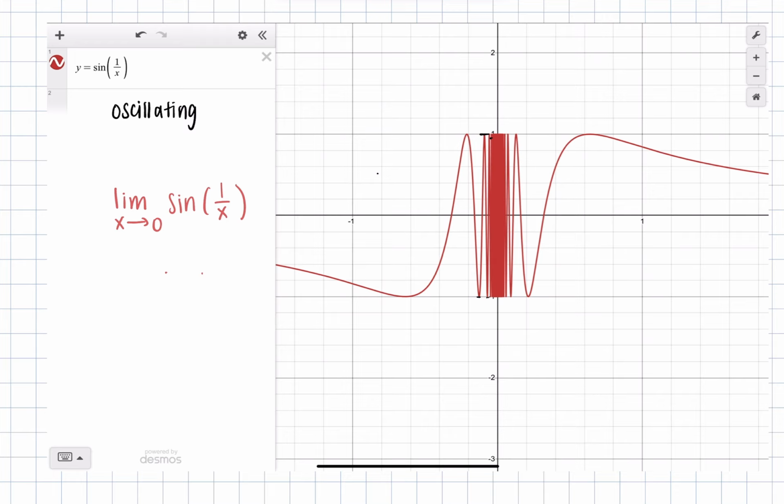The closer and closer you zoom into this graph, you'll see that these oscillations just keep bouncing back and forth between 1 and negative 1. So in this case, the limit as x approaches 0 of sine of 1 over x is going to be DNE, because it's oscillating at that point. And again, DNE stands for does not exist.